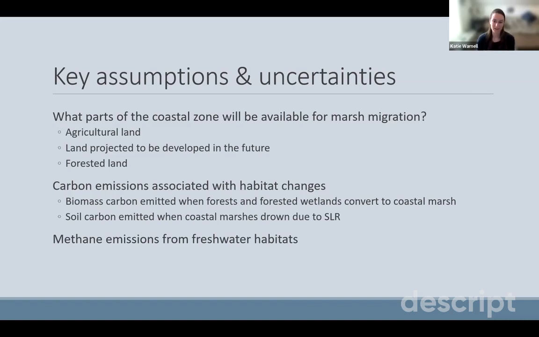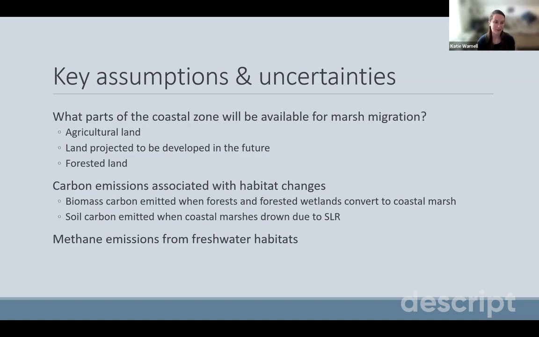Another set of important assumptions is about how much carbon is emitted when habitat changes occur. So in particular, how much of that biomass carbon is emitted when forests and forested wetlands convert to marsh. That's an area where there's been quite a bit of research starting to happen over the last year or two. We've seen some great studies from North Carolina where they use remote sensing to estimate biomass along a continuum from a forested area to a ghost forest to a marsh. And they did see almost complete loss of biomass carbon over that transition, but it's still an area of active research.